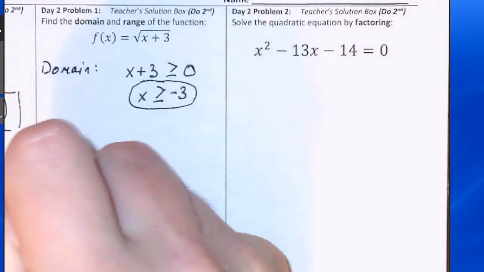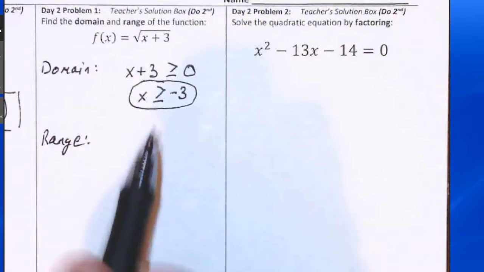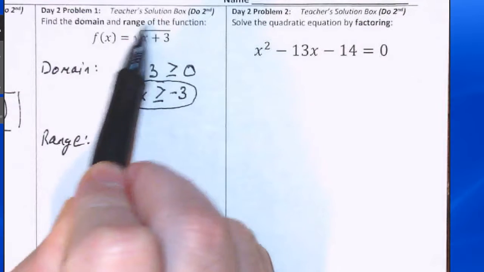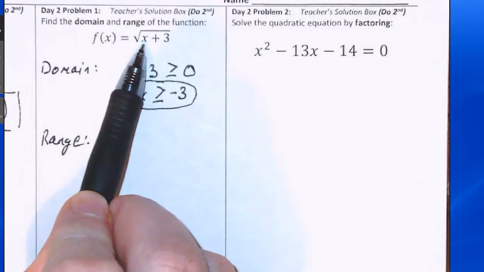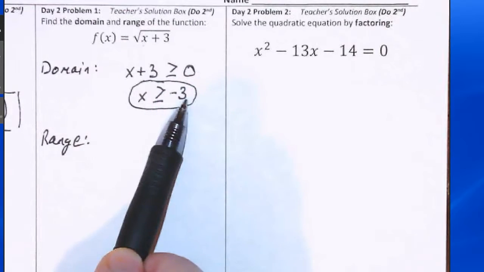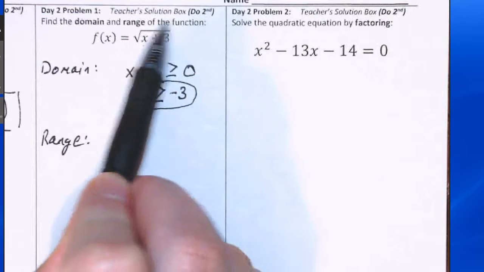Now let's do the range. The range describes all values that are outputted by the function rule. So when we put in all possible numbers for x that are greater than or equal to negative 3, what kinds of values will this square root function output?